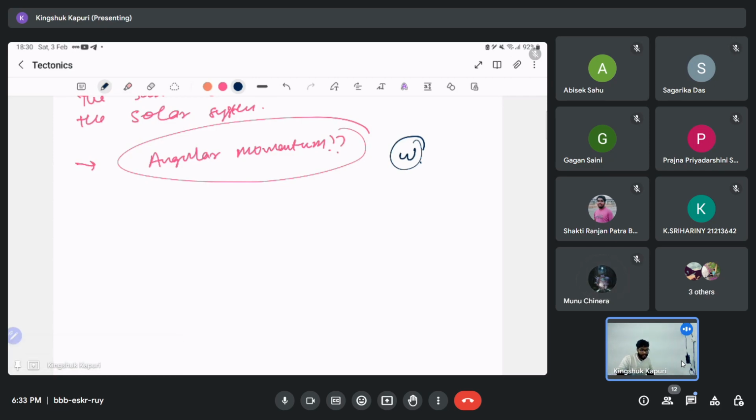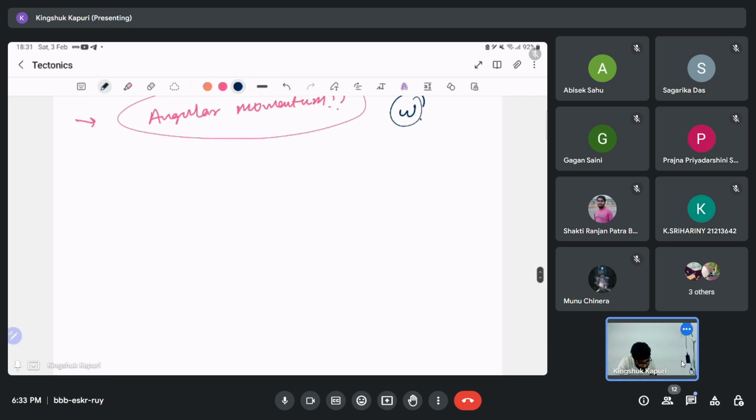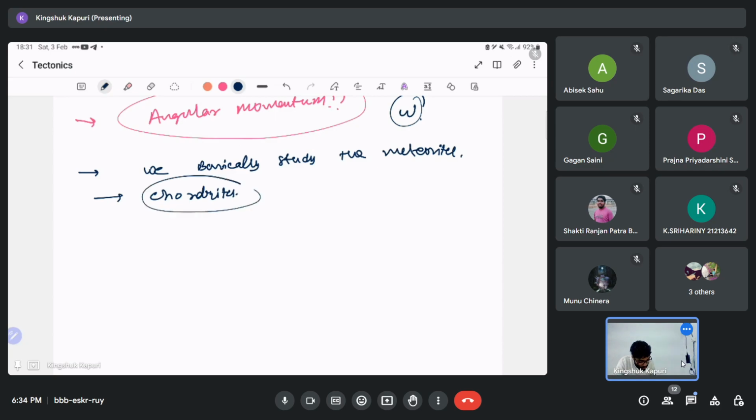Yes, sir. Okay, now one of the most important parts about the elements is what we do in our earth sciences: we basically study the meteoroids, right? And what kind of meteoroids? That is the chondrite meteoroids, right? So can you tell me what are chondrites, or do you know about the chondrite meteorites?